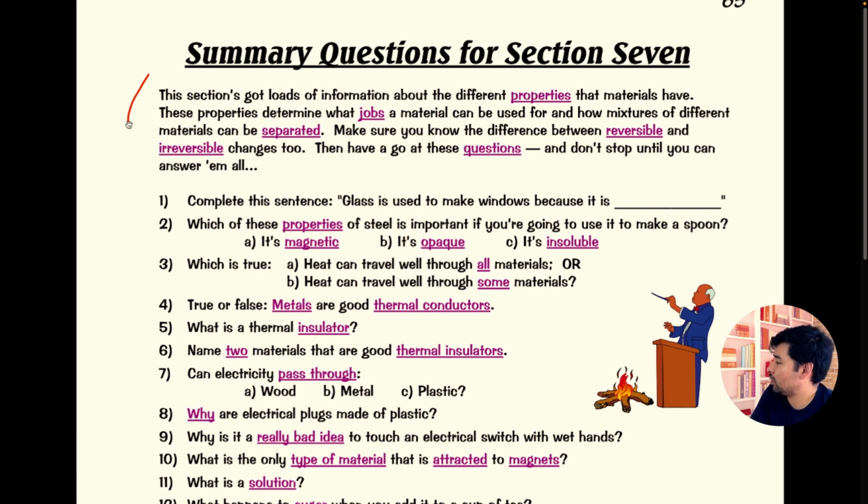This section's got loads of information about the different properties that materials have. These properties determine what jobs a material can be used for and how mixtures of different materials can be separated. Make sure you know the difference between reversible and irreversible change too. Then have a go at these questions and don't stop until you can answer them all. This "and" basically means "then all." That is the meaning here.